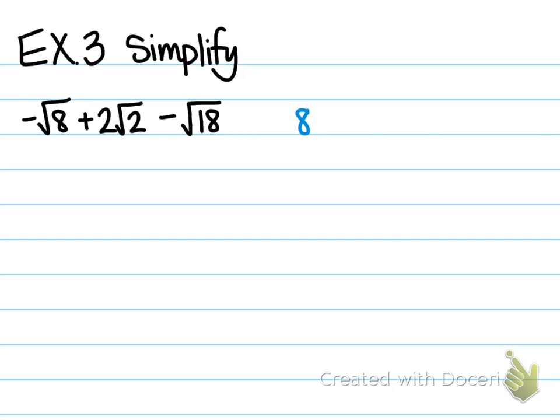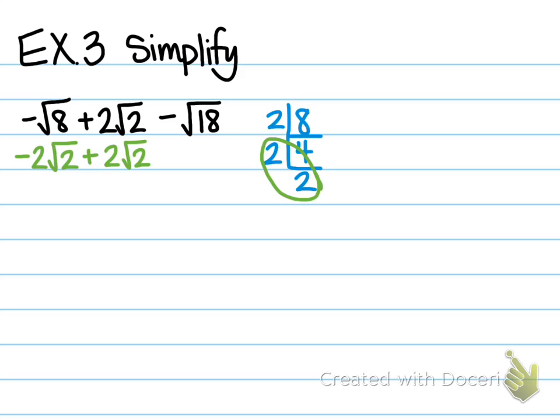So let's factor 8. Well, I know that 2 goes into 8 4 times, and then 2 goes into 4 2 times. So since this is a square root, I'm looking for pairs of numbers. So here's a pair of 2's that come outside and multiply times the negative that's already there. So this is going to be negative 2 square root 2 because I had a leftover 2. Okay, the second term, 2 square root of 2, can't be simplified, so I'll just bring it down.